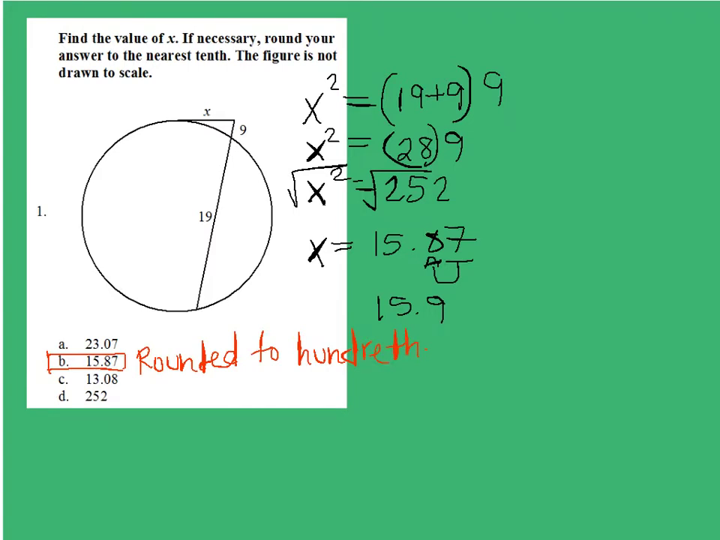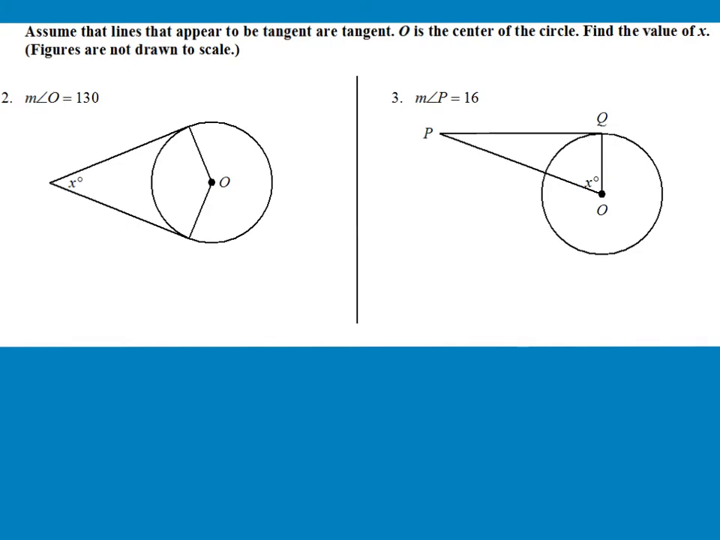Alright, moving forward. Number 2 and number 3 say, assume that lines that appear to be tangent are tangent. O is the center of the circle. Find the value of x. Figures are not drawn to scale. Alright, so assume that lines that appear to be tangent are tangent. So in number 2, we have these two lines that appear to be tangent. We want to find this angle x. It tells us that the measure of angle O is 130. So I'm going to put that in there.